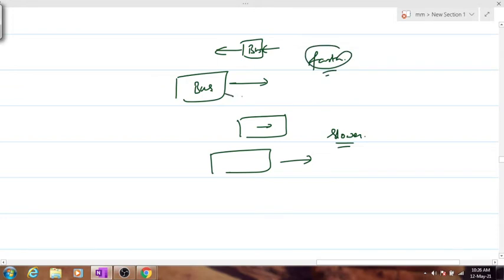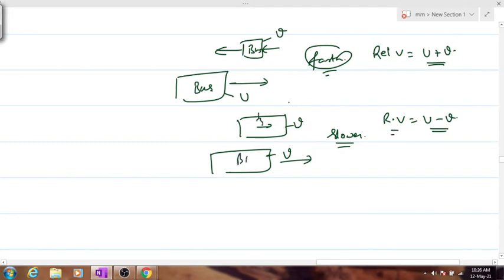Suppose I assume your velocity as u and the opposite bus's velocity is v. That time the relative velocity becomes u plus v. Do you agree? The speed increases. The actual velocity to the person outside becomes u plus v, and when the bus is traveling in the same direction, considered as u and v, that time the relative velocity becomes u minus v. Clear? This is called the relative velocity. Matlab, one bus's velocity with respect to bus 2's velocity. Clear? Did you understand?